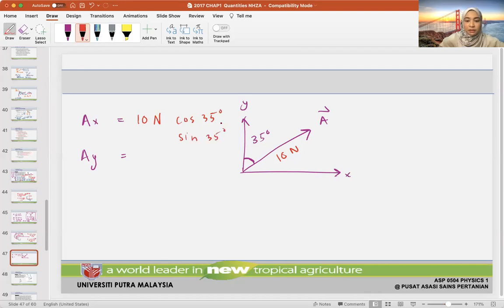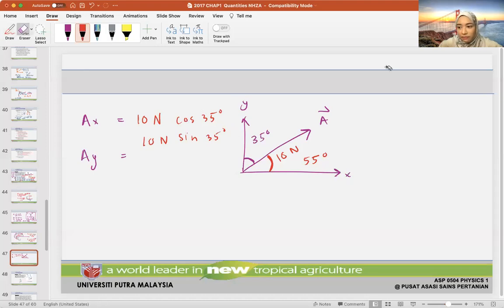So we have a disagreement here in class. So seorang cakap 10 Newton cosine 35, the other is saying sin 35. Why? Kenapa orang yang cakap sin 35 tu? What is the reason behind this? Because the angle is not at x-axis. So what is the angle at x-axis actually? So 35 plus 55. 55. So the angle here is 55.